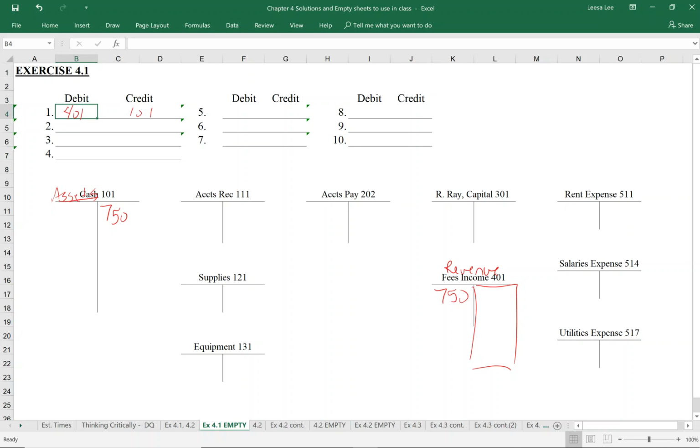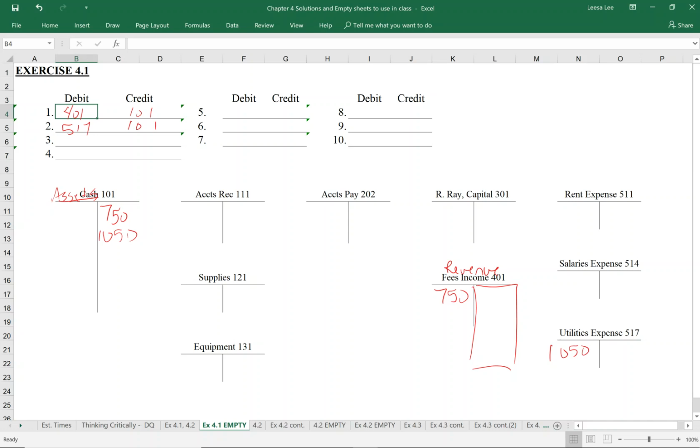Okay, transaction 2, we sent a check for $1,050 to the utility company to pay the monthly bill. I've said this to you guys before, but I a lot of times do the cash first because it's easy to know if you paid or received money. So if we send a check, we know we paid, so that would be $1,050 under the cash account, and the utility company would be a utilities expense, $1,050 there. So we debit 517 and we credit 101.